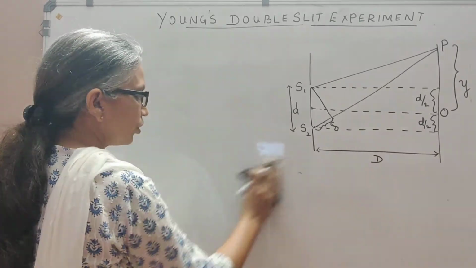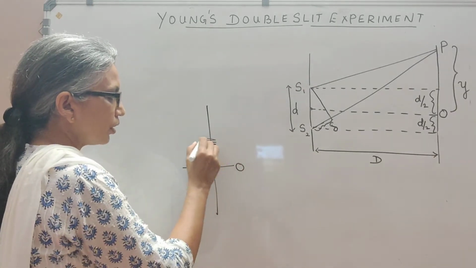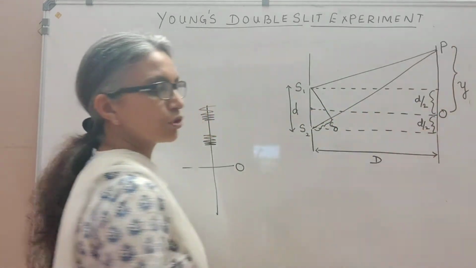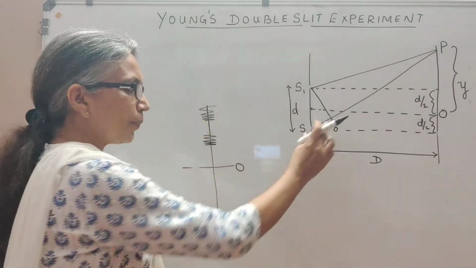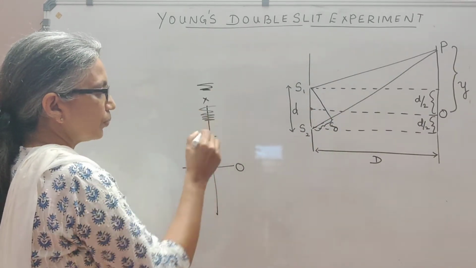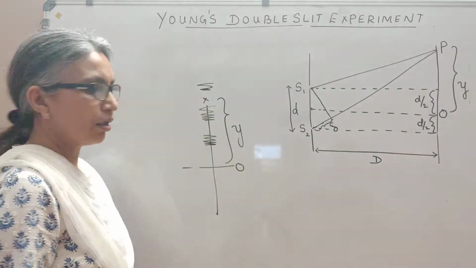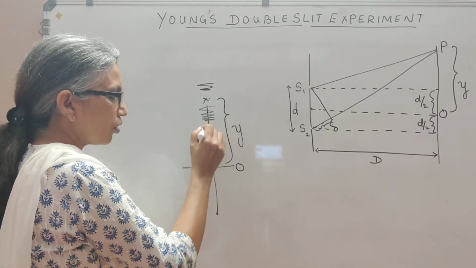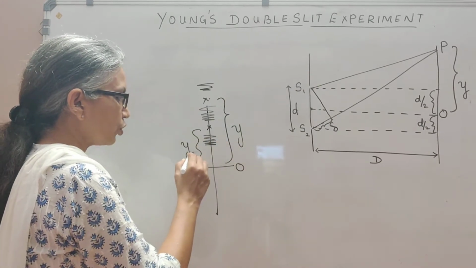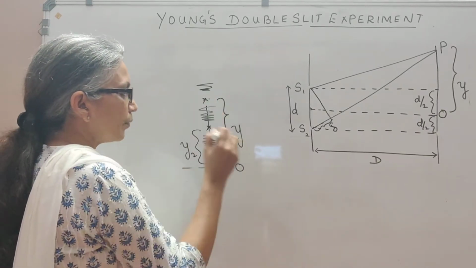Suppose this is the center of the screen. We have alternate dark and bright fringes here, and I've shown you that P is a position of either a bright or a dark band depending on the path difference. Let's say this is going to be a bright band. I'm going to find the expression for Y for a bright band. The next consecutive bright band is going to appear here. So if I take this as, let's say, Y2, this is the first bright band, this is the second bright band, and this is the third bright band.